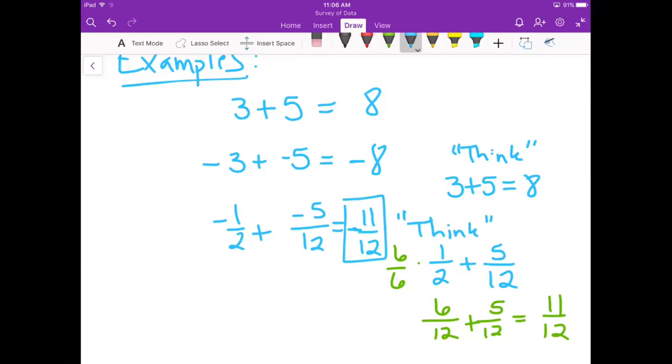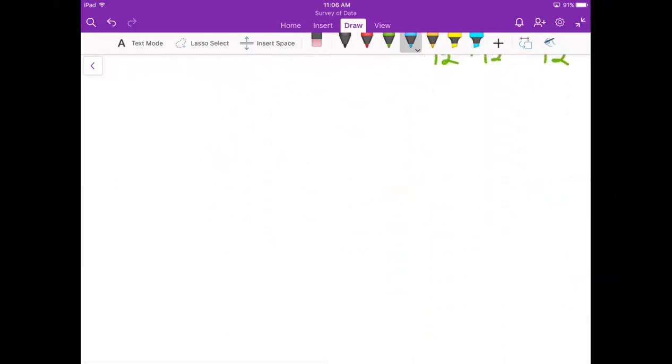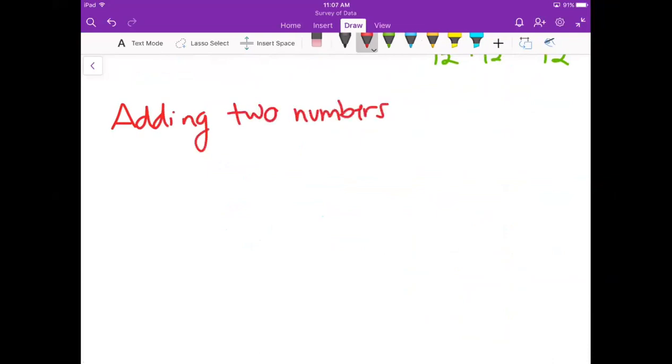Okay, so those rules are a little bit more straightforward. The harder case tends to be the next case, where we're adding two numbers, this time with different signs.